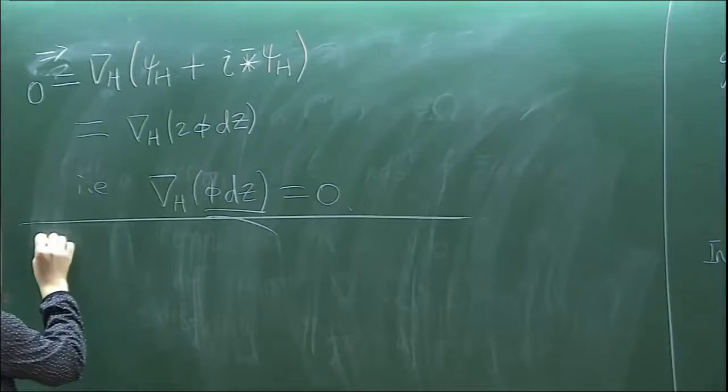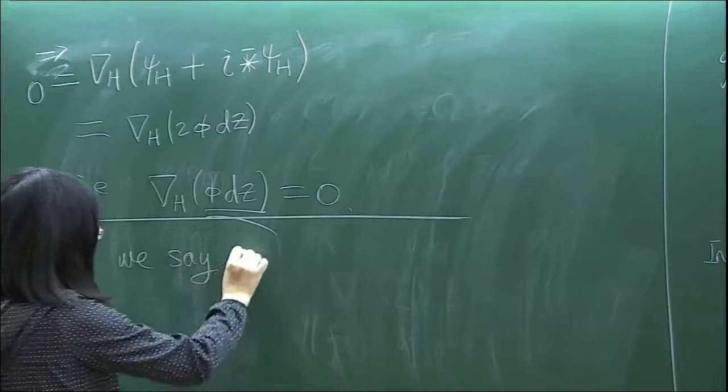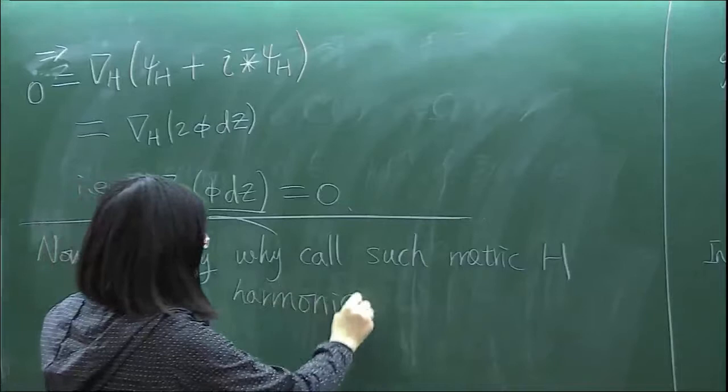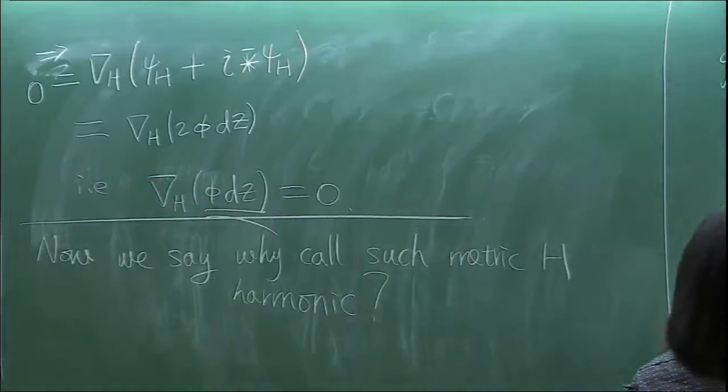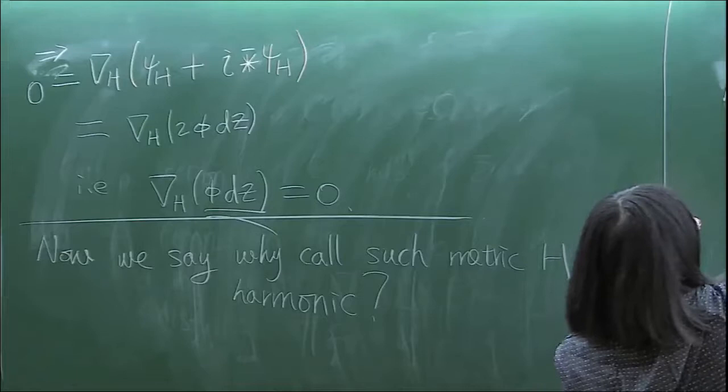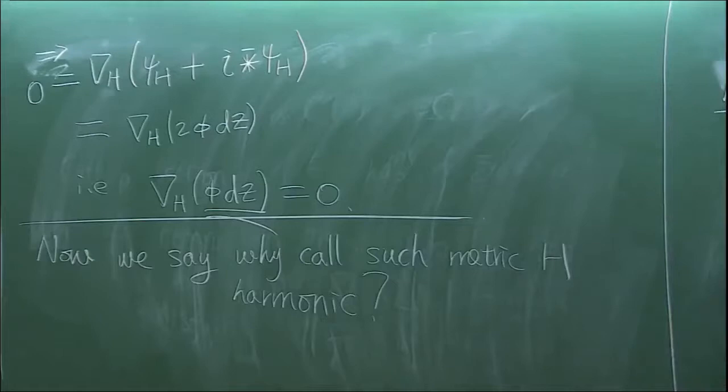Now, why do we call such a metric H harmonic? Recall the definition of harmonic maps. Recall the definition of equivariant harmonic maps.